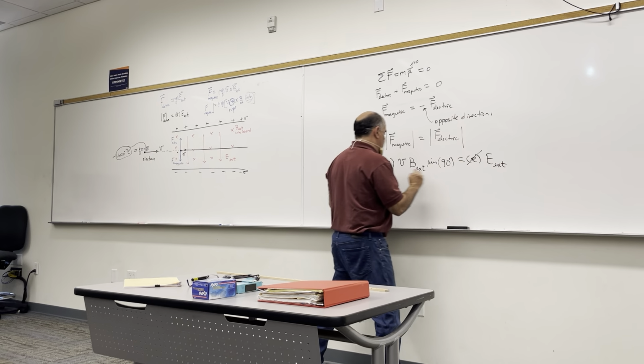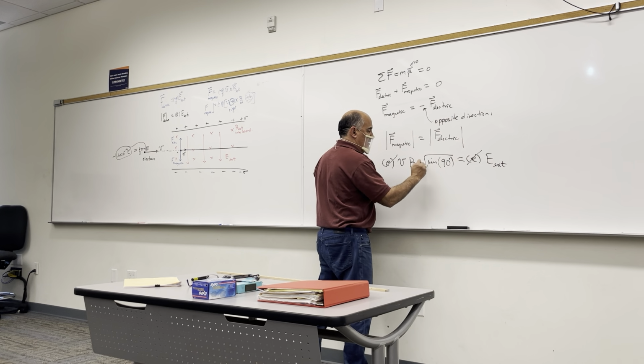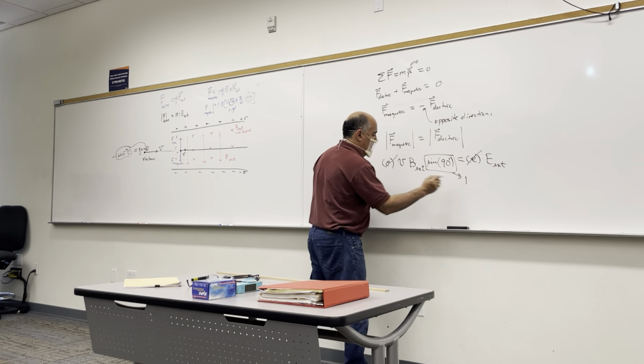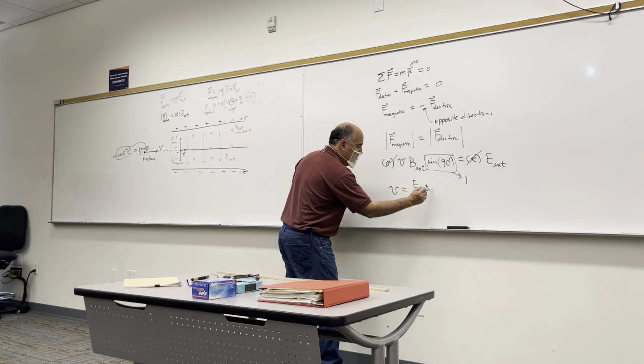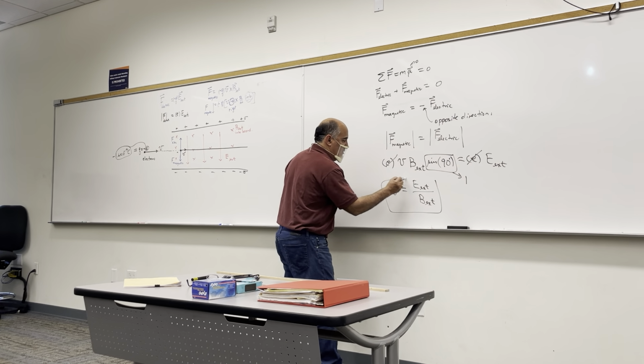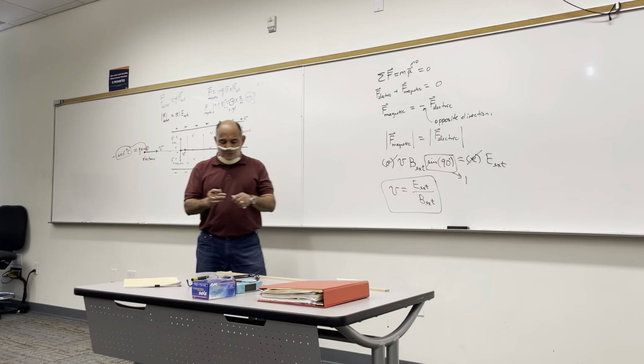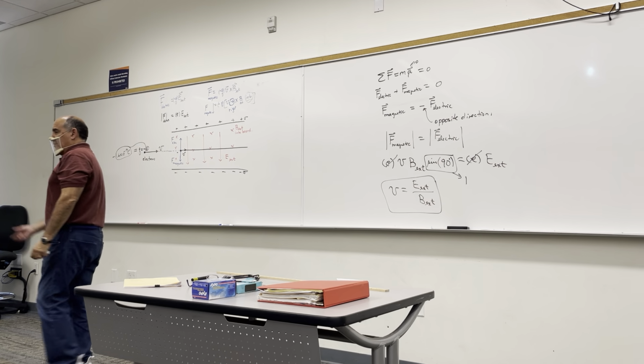So notice that the charge of the electron cancels. Sine of 90 degrees is 1. So the electrons, if they move at this speed, if I tweak the electric and the magnetic field, the charged particles are going to go through.